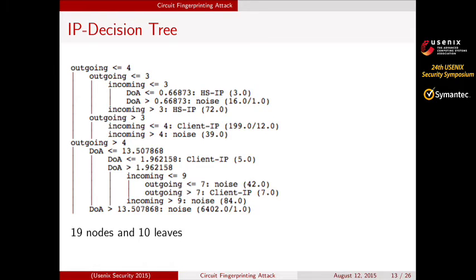So this is an example of an IP decision tree, meaning that it's a decision tree used to decide hidden service IPs, client IPs, or other. Don't worry if it's hard to read. What's important is that it's very small, and namely it has 19 nodes and 10 leaves. So it has 19 different decisions it needs to make, and only 10 different ways to arrive at a final decision.